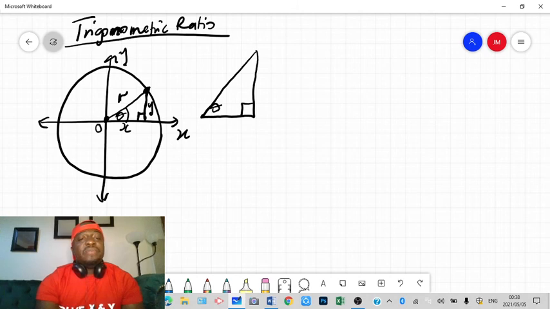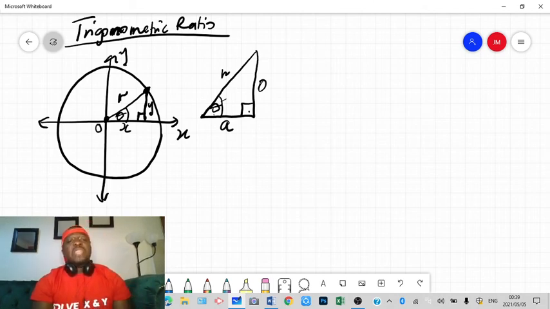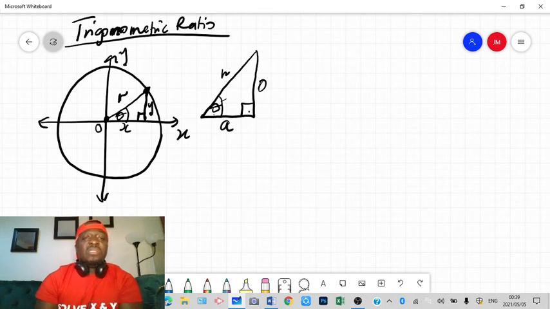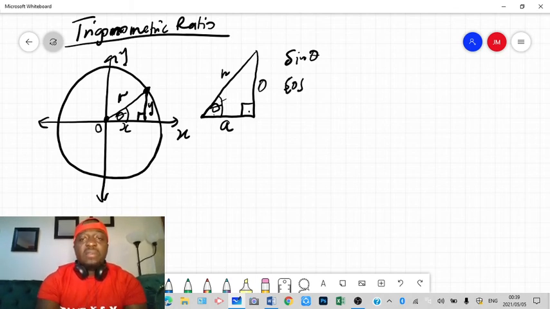So instead of us using R, X, and Y, I'll use H for hypotenuse, which is the longer side. I'll use small letter A for adjacent, where the two angles are formed, and I'm going to use O for opposite, the side that is facing the angle or facing the hypotenuse. So with this, let us write out our three ratios using the angle theta: sine theta, cos theta, and tan theta.